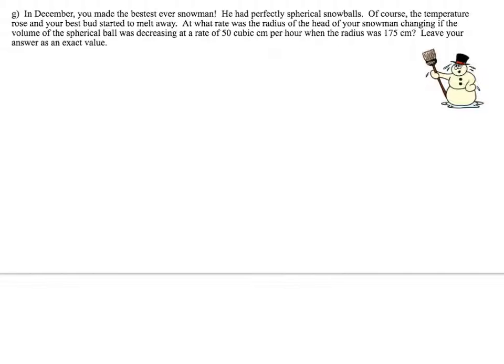And last but not least, the last problem in this packet is the Frosty the Snowman problem. Here you're given some information about your old friend Frosty that you built. Can you find the rate at which the radius is changing as the spheres are starting to melt? And just a little reminder that the volume of a sphere is 4/3 pi r cubed.